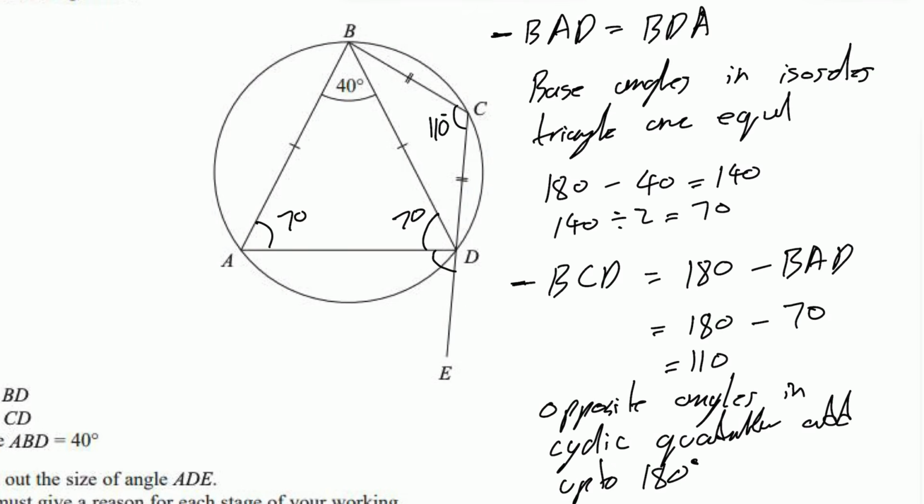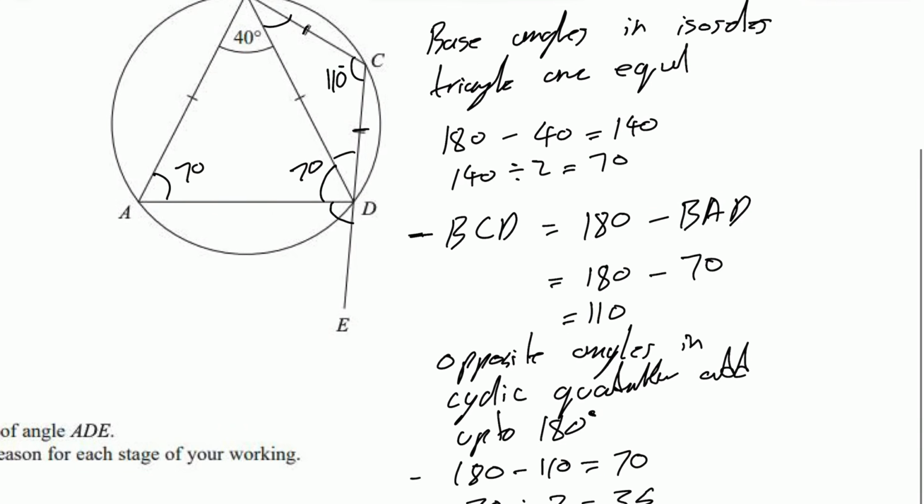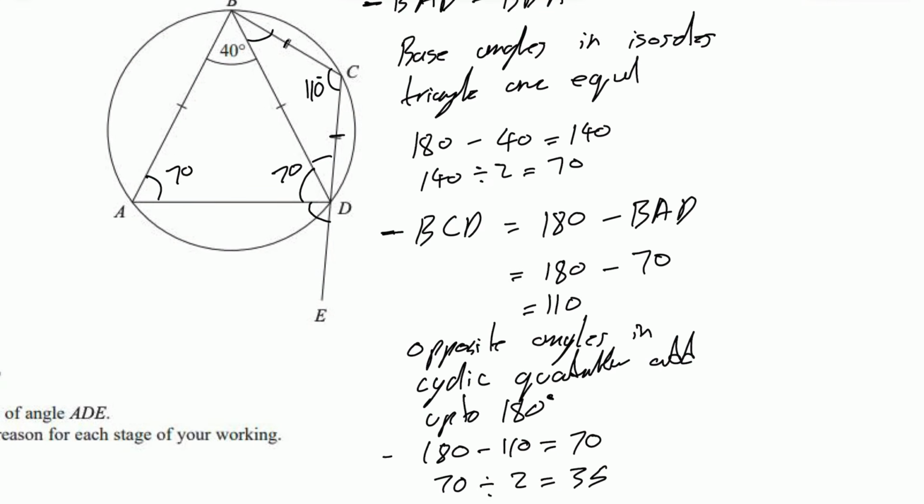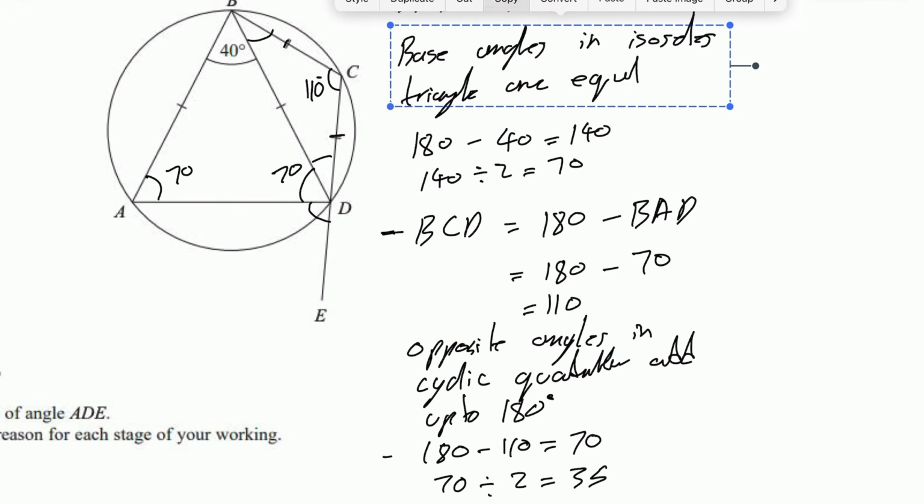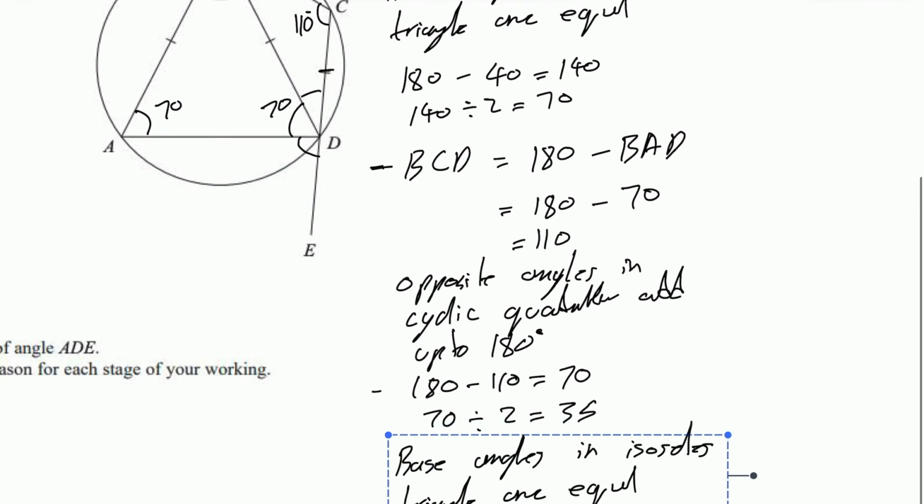And then just using that 110, we can find this angle here because it's again an isosceles triangle. So if that's 110, if you do 180 take away 110, we get 70, half that and we get 35. I do 70 divided by 2, I get 35. Again, your reasoning here will be that base angles in an isosceles triangle are equal. Again, you will have to state that in the exam, but in my case, I can just copy that and paste that down here. Perfect.